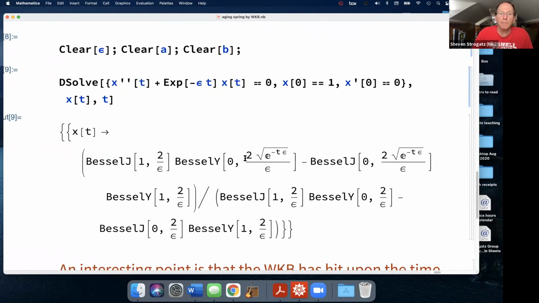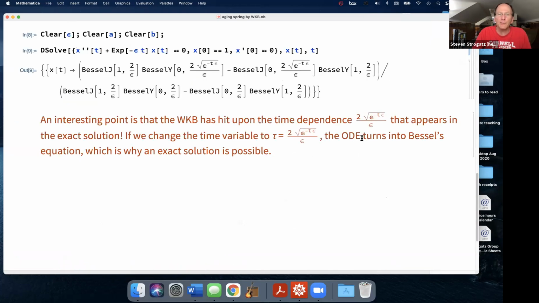See the time dependence? It's the Bessel function of the argument 2 times the square root of e to the minus epsilon t, that's e to the negative epsilon t over 2, over epsilon. It's finding the correct time dependence. WKB knew what would work exactly. And that's the only time dependence that appears in all these terms. So anyway, it's cool that even though the method is only approximate, it has hit upon the correct time dependence. And if you change to that time dependence, the problem becomes a Bessel equation, which is why it's even possible to solve it exactly in the first place.